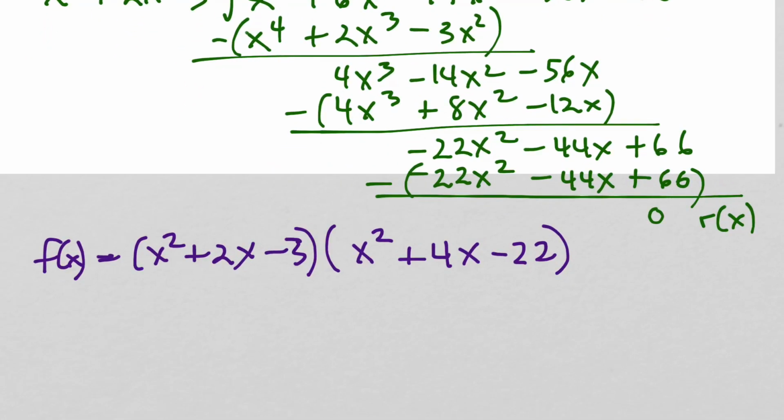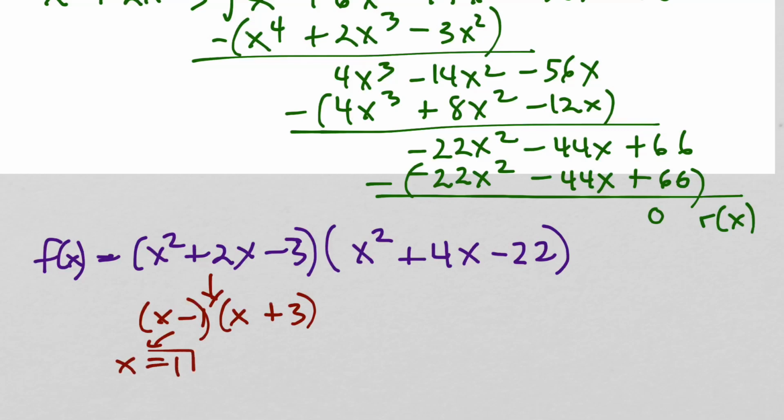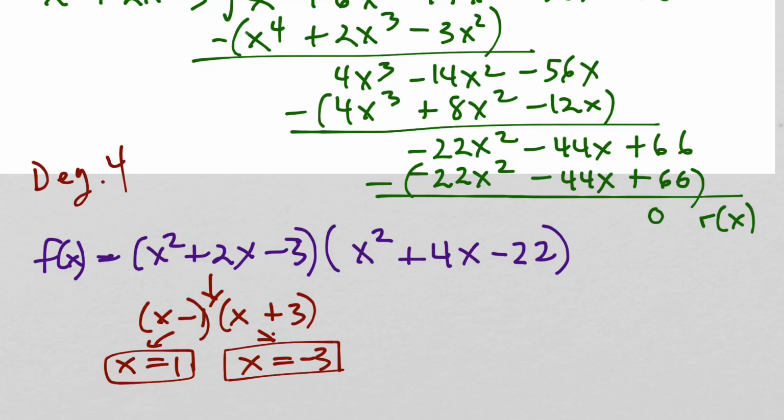All right, so this one here, we know already was x minus 1 times x plus 3 because that's what we started out with. So this is x is equal to 1, of course. This is x is equal to minus 3, so that's 2 zeros. All right, so degree 4, so we need 4 zeros total. So this factor is going to give us the other 2 zeros.